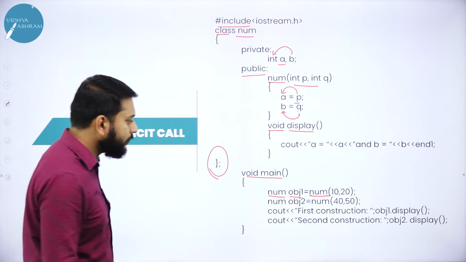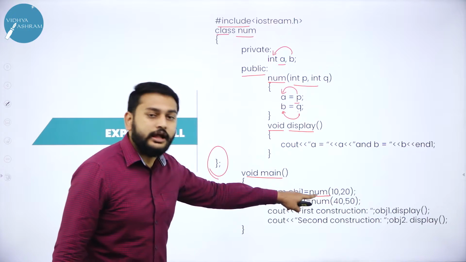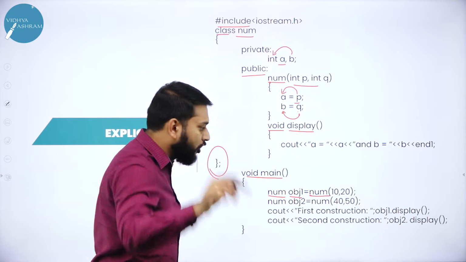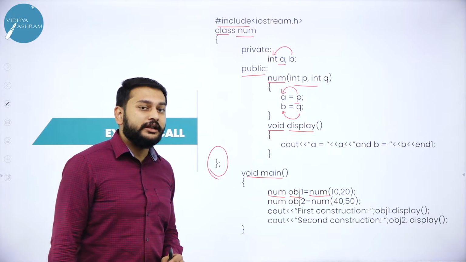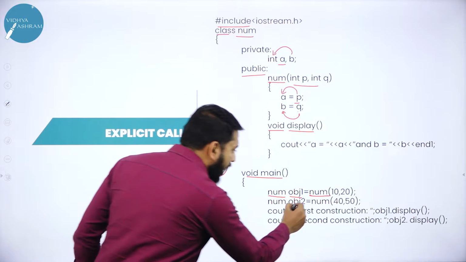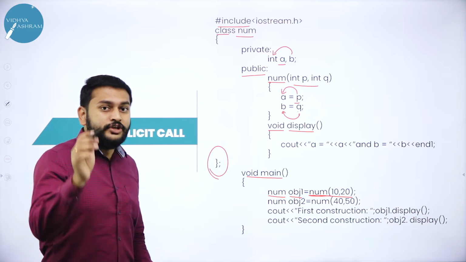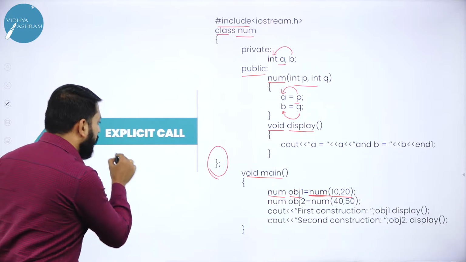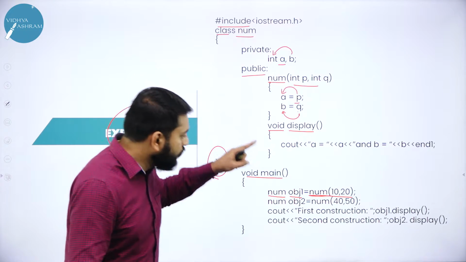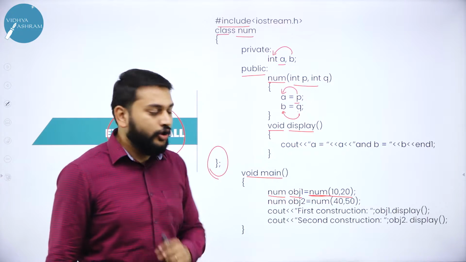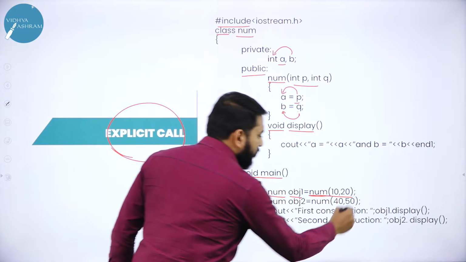Sir, what is this? Any function which has the same name as the class name, you are treating it as a constructor. You are passing two parameters. So then what type of constructor is it? It is a parameterized constructor. What are you trying to do? You are calling the constructor. You need to understand, that is what I will call an explicit call. My dear students, you are invoking the constructor. If you write the statement like this, it is an example of an explicit call.